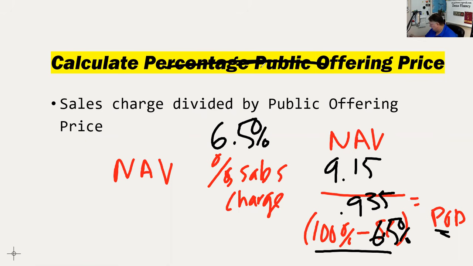So you always do that math first. And if I do that, I take $9.15, I divide by 0.935, and I find out that would be $9.78 as a public offering price. So that would be the other version of that.